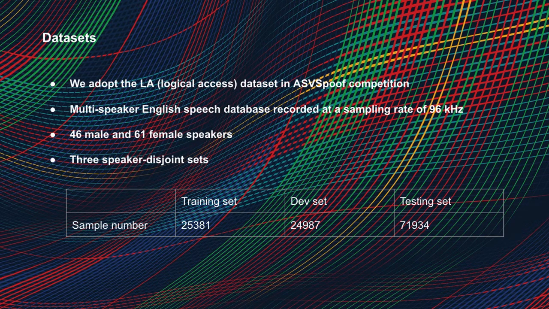We use the logical access dataset in the ASV spoofing competition. This dataset contains more than 20,000 training samples and 70,000 testing samples. There are 46 male and 61 female speakers in our dataset.